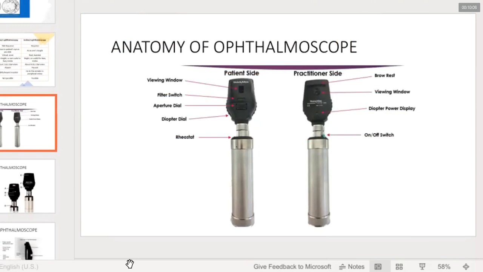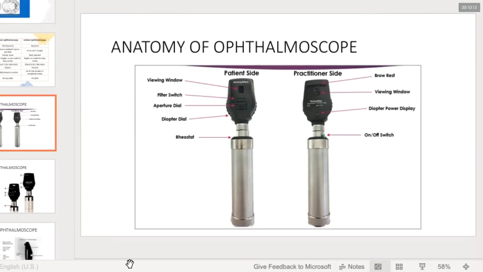So then this would be the anatomy of our ophthalmoscope. So we have two sides, which is this side. This one would be the side that will be towards the patient. Okay. And then on the right side would be the practitioner side. So looking at the patient side, we have the viewing window. Basically we have a mirror over there that will reflect the light from the light source to the mirror into the patient's retina, and then reflected from the patient's retina into the viewing window.